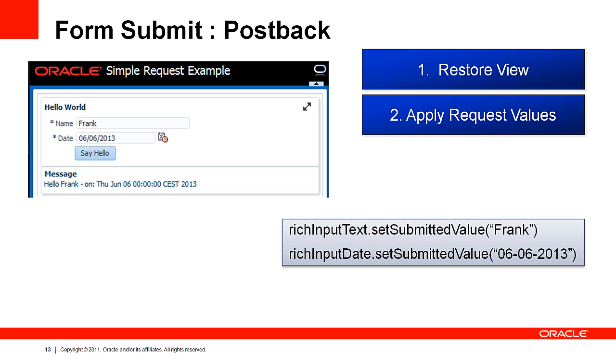In Java Server Faces, we know of two component states. One is the submitted value, which is the value that comes from the client, and one is the local value, which is the current data state as it's known by the model. So throughout the apply request value, now the call that is made is to the input text component, set submitted value to Frank, and to the input date component, set submitted value to the date that I've selected.